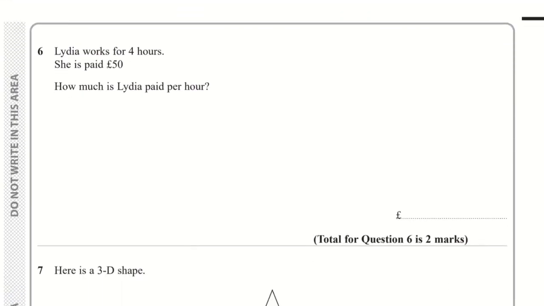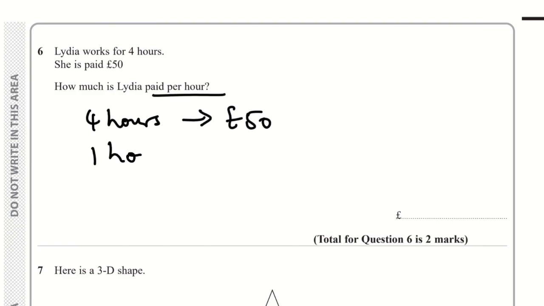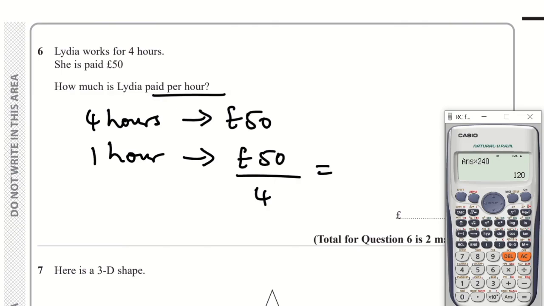Number 6 says Lydia works for 4 hours. She is paid 50 pounds. How much is Lydia paid per hour? So if Lydia works for 4 hours and she's paid 50 pounds, how much is she paid per hour? So for 1 hour it's going to be 50 pounds divided by 4. So what would this give us? Let's bring out our calculator and do 50 divided by 4.